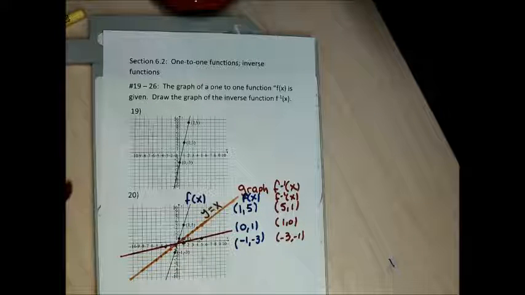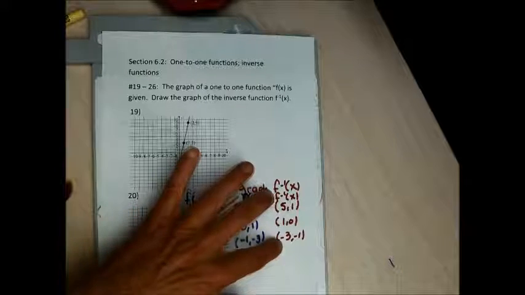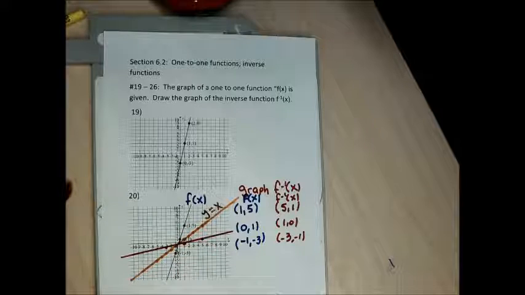The only thing that you have to do is find the points of the inverse, plot the points of the inverse, and graph them with the same shape that the original line has to properly graph an inverse.